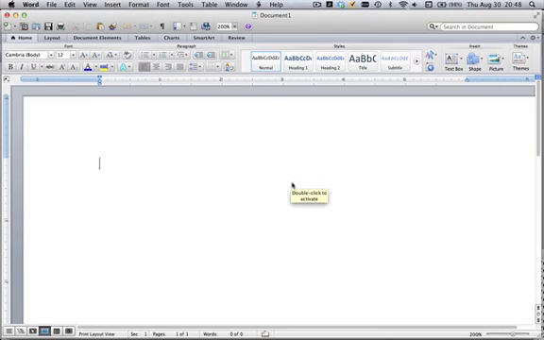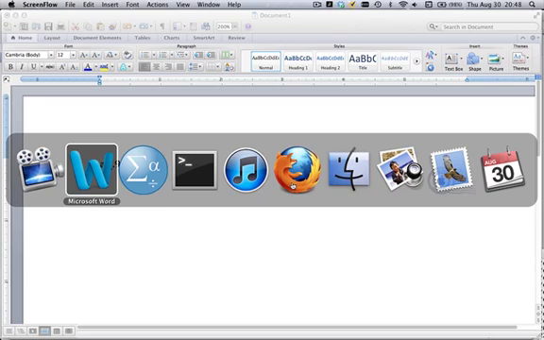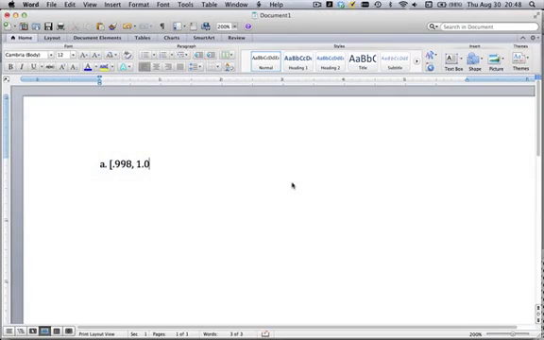I'm going to go over to Word and let's take some notes. The confidence interval is 0.998 to 1. What did we say it was? 1.05, call it. So there's the answer to part A. Part B reads, find the reference value for testing the average of the actual weights against the claim on the label. Well, the claim on the label is 1 pound, so that's the reference value.